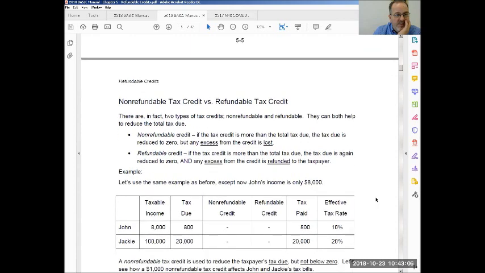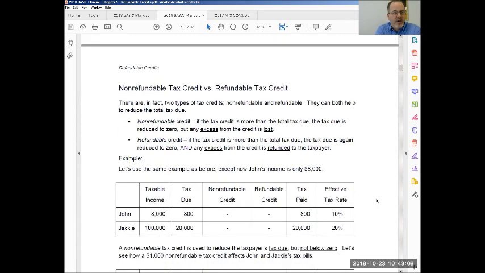At the top of 5-6, non-refundable tax credits are Pac-Man, versus refundable tax credits, the Energizer Bunny. Pac-Man stops when the tax bill's done. Refundable keeps going on and on and on, even after the tax is taken care of.